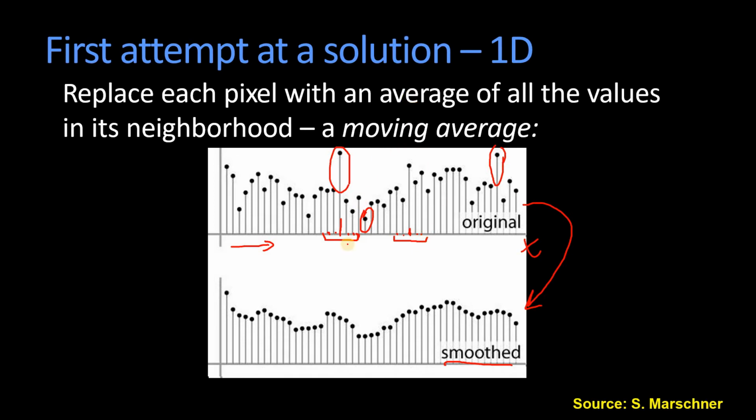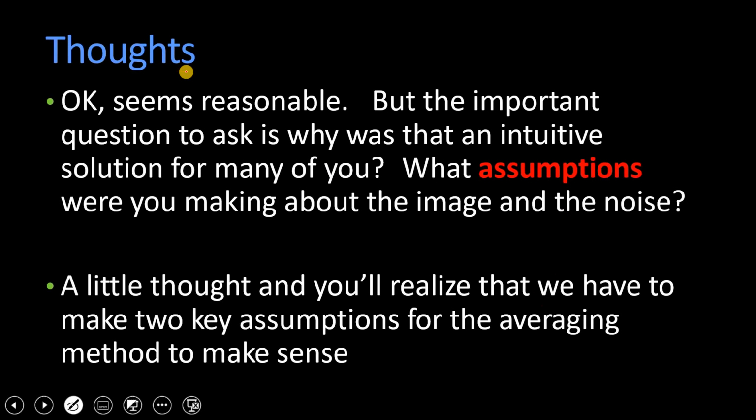We call it a moving average because this window is moving when we change to the next pixel. So it moves from the starting point till the end. So this is a first attempt of our solution. This is what we want to do. This is the first attempt, just to give you an idea on the signals.